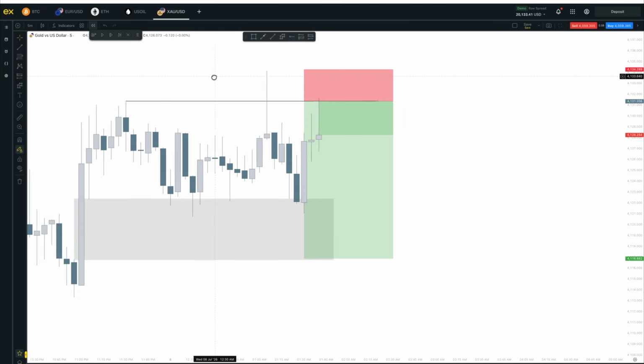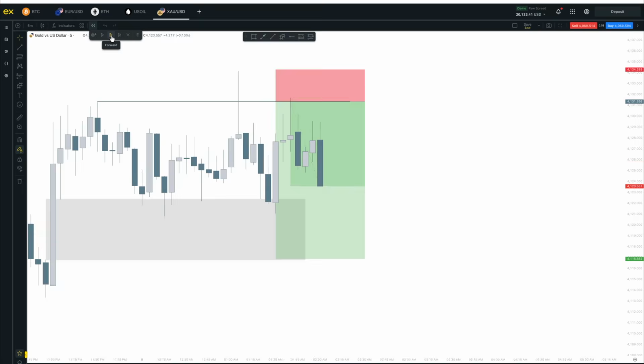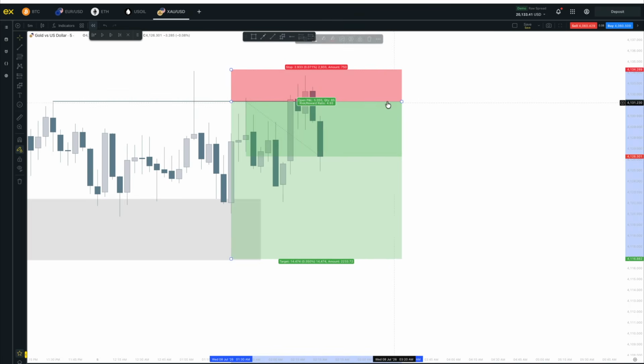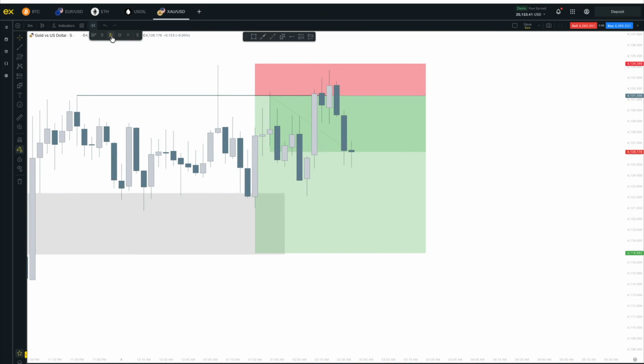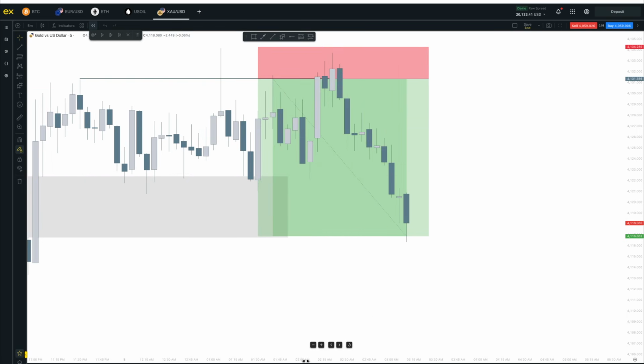Okay, so here you can see that the price entered into this fair value gap again, but it didn't reach the bottom. Had it gone down and touched this area, then we would have cancelled our orders. But you can see it went up from here, so our orders got filled. And let's see what forms here. You can see it's still below that wick, and here you achieved your target.